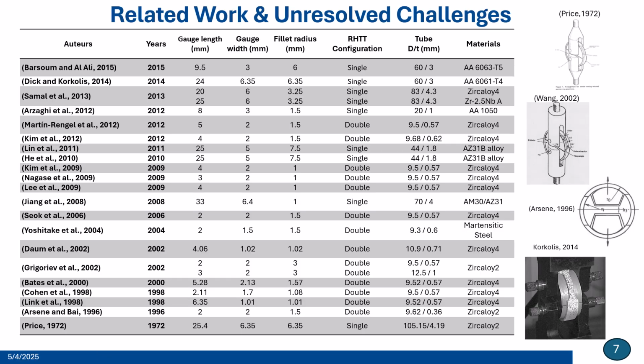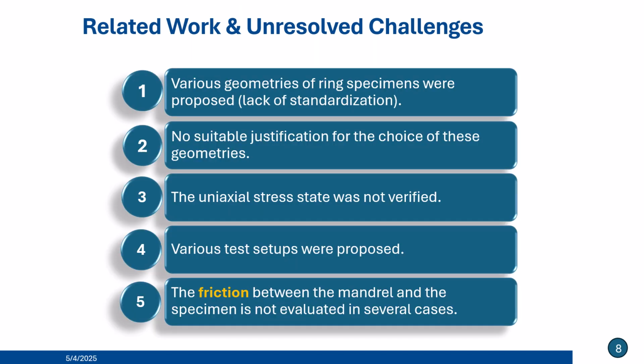testing artifacts. To address these challenges, let's first have a look at a brief review of literature that highlights the attempts of research over many years to refine and improve the design of an appropriate ring hoop tensile test method for the mechanical characterization of tubular materials. This table exposes a comprehensive overview of various ring hoop tensile test configurations with different tube dimensions and utilizes numerous materials including aluminum alloys, zircaloy, and steels. Despite these advancements, it is revealed that several persistent issues haven't been adequately resolved.